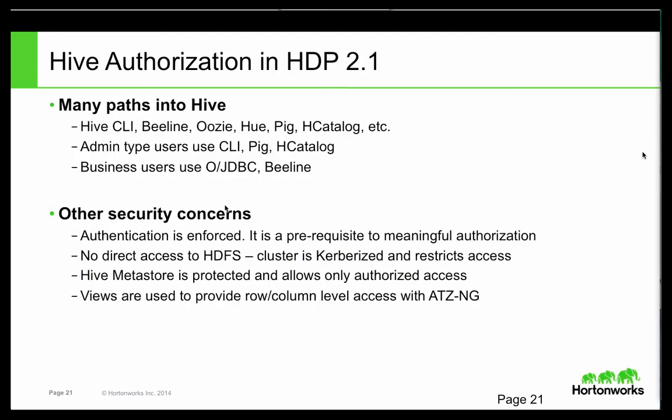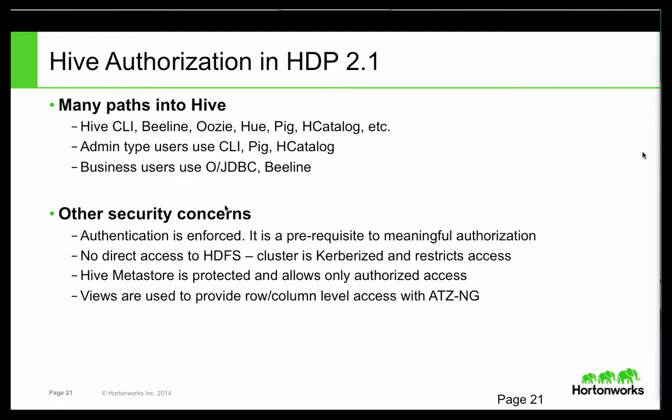And why is Hive authorization such a complex thing? Because we have to remember there are many paths into Hive. There is Hive CLI, there is Beeline, there is Oozie, Hue, Pig, Catalog, etc. And there are different categories of users who are trying to access Hive information. There are admin type users that use CLI, Pig, or Catalog, and then there are often business users that come through business applications or other mid-tier applications, and they typically come through JDBC or ODBC or in rare cases through Beeline. And Beeline, as you'll see under the covers, uses the JDBC interface.